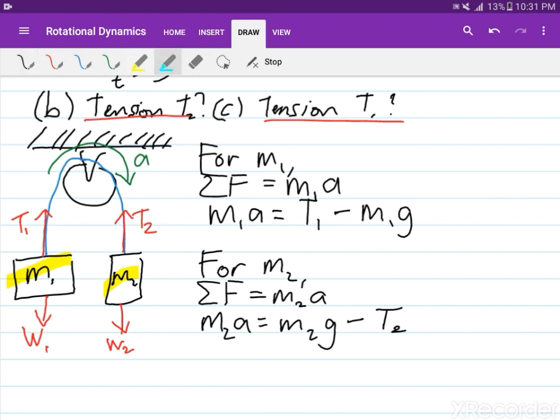Okay, so let's take a look at both equations. We are to solve for T1 and T2. We have the masses. We have A also from letter A. We also have G. So we can solve for T1 and T2.